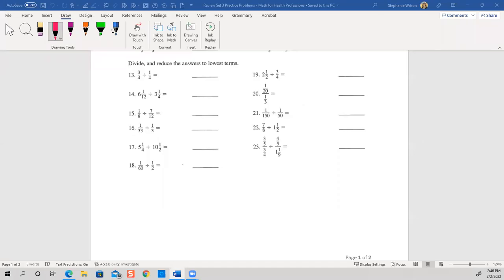Whenever we divide with fractions, we're going to use this rule. It's called keep the first term, change the operation from division to multiplication, and flip the second. So I want to use this example on number 19 because it's got a little bit more going on than just keep, change, flip. If you look at number 19, we have a mixed number and a proper fraction.